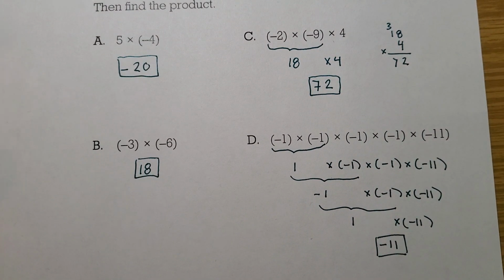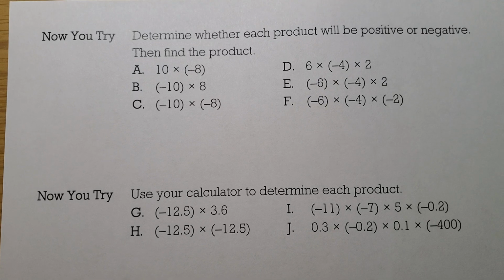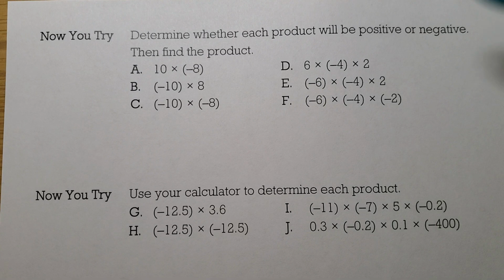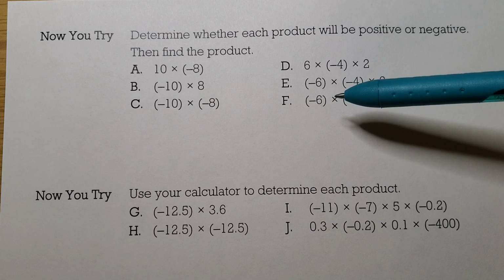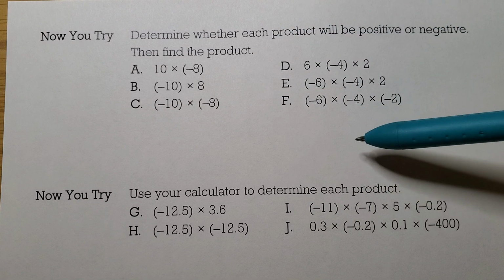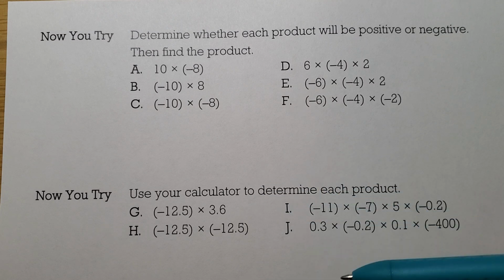So let's clear this out a little bit here. I've got some exercises for you to try. Try to find these products by hand. First, decide whether it's going to be positive or negative, and then find the product. And then for these last 4, use your calculator to find each of those products.